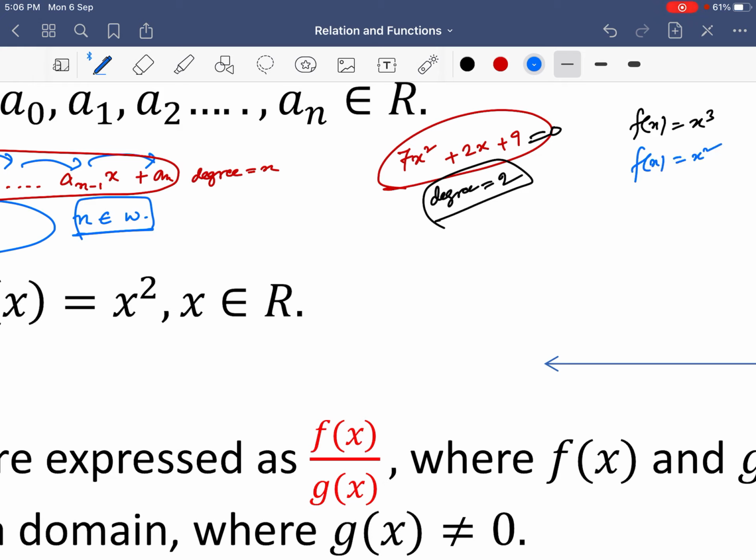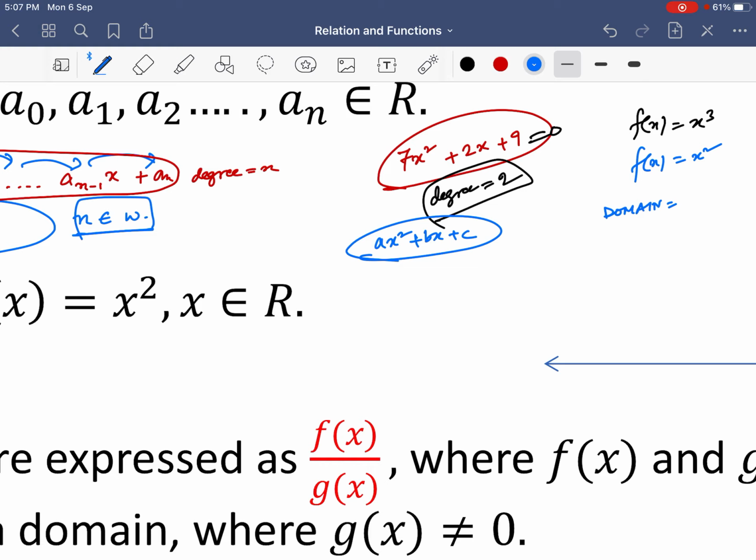So like this way you will get polynomials. Now for a polynomial, what is the domain? If somebody asks you what is the domain for a polynomial, let us pick a general one, ax square plus bx plus c. So what is the domain of this thing?